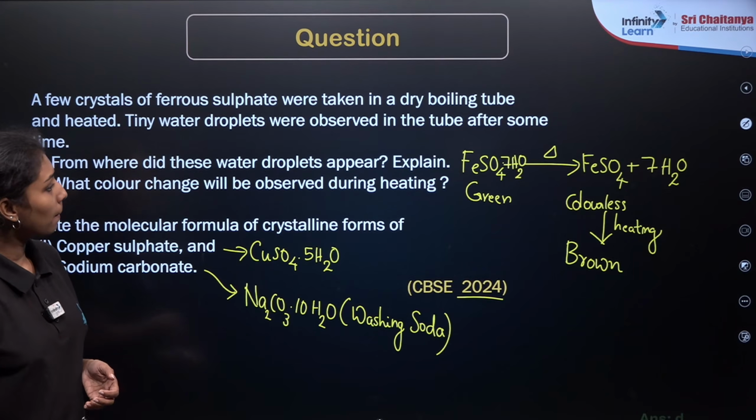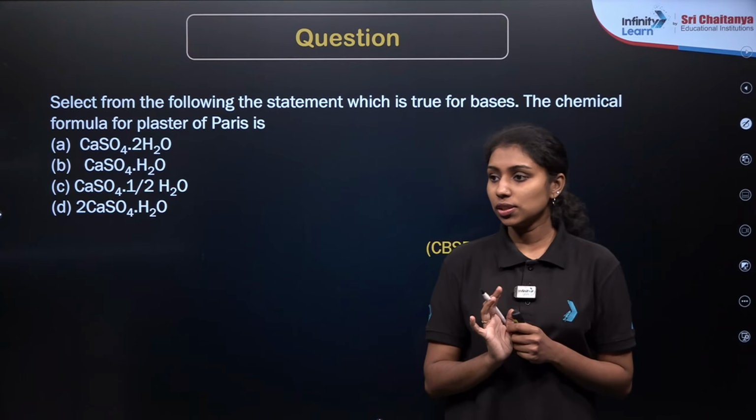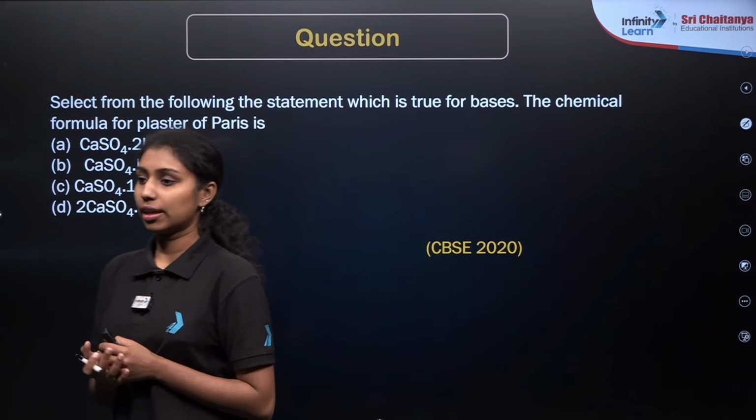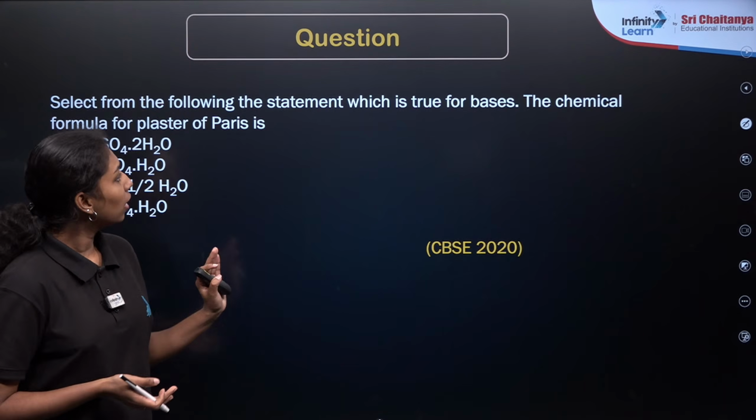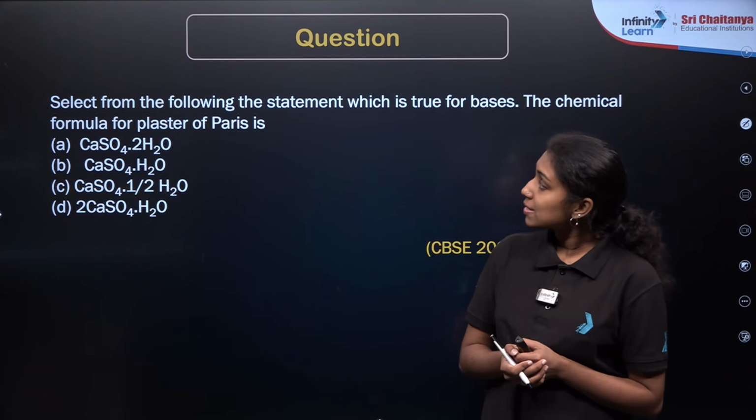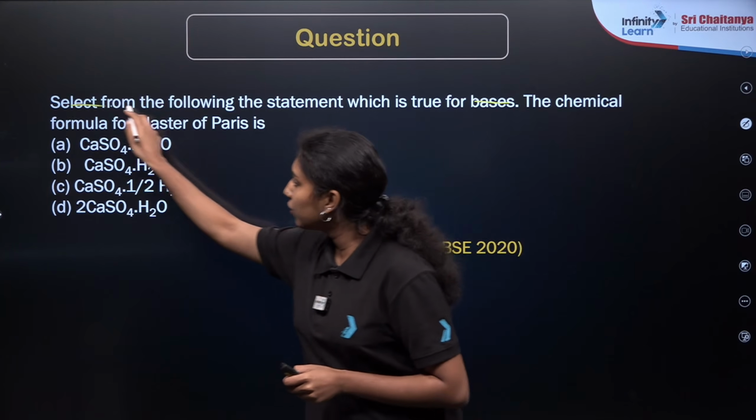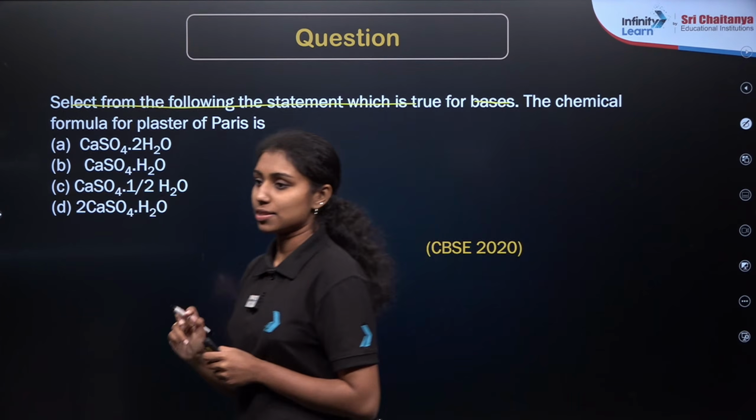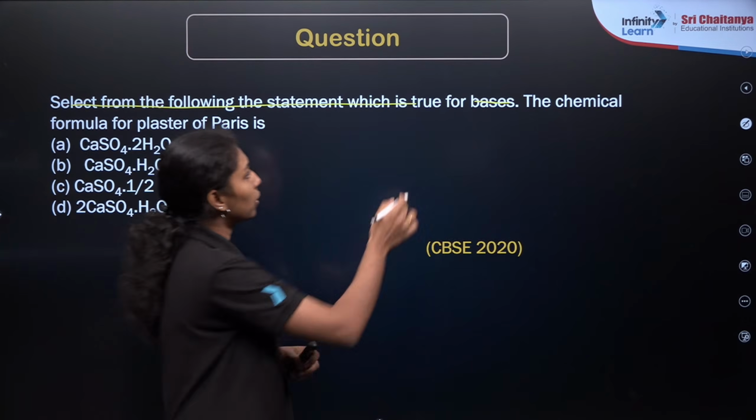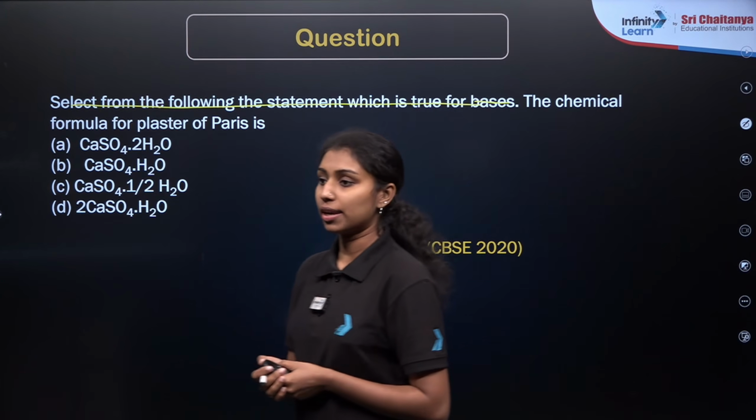Okay, fine. Here is a question based on the water of crystallization. After completing this question, I will give you the examples for water of crystallization. There is a correction in the question: forget about the first question. We need to identify the chemical formula for plaster of Paris.